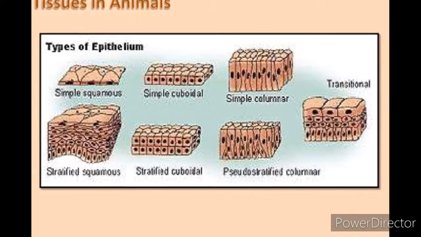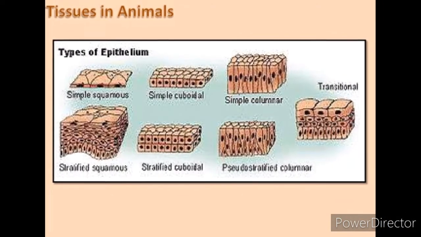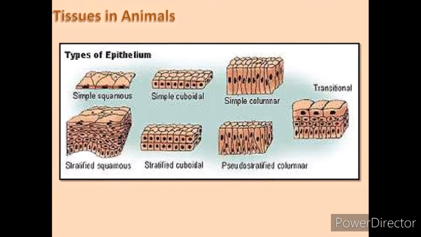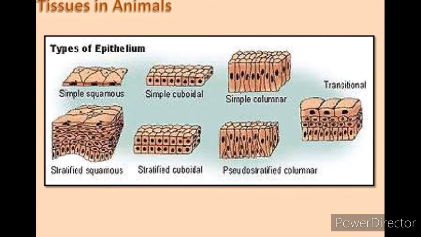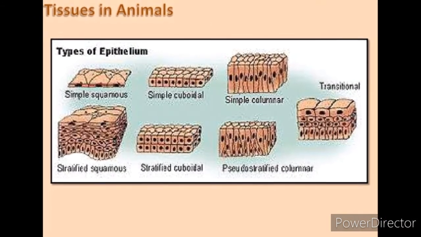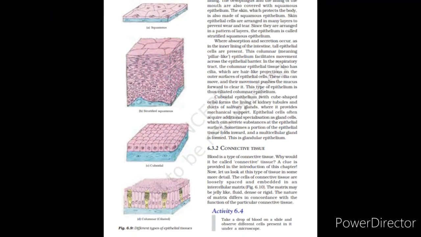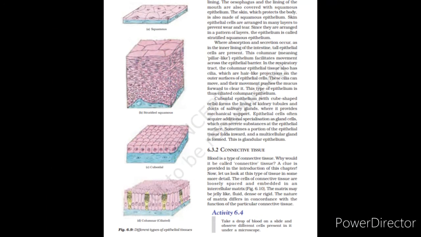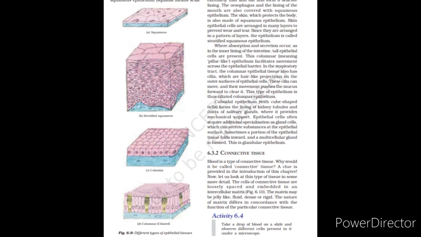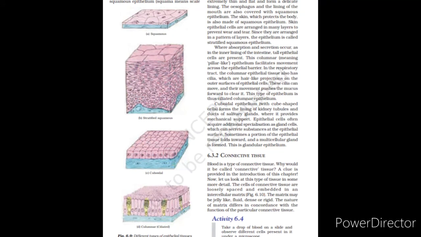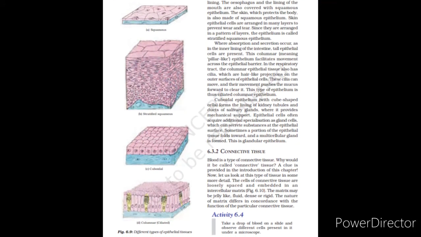For example, in cells lining blood vessels or lung alveoli, where transportation of substances occurs through a selectively permeable surface, there is a simple flat kind of epithelium. This is called simple squamous epithelium. Squama means scale of skin. Simple squamous epithelial cells are extremely thin and flat and form a delicate lining. The esophagus and the lining of the mouth are also covered with squamous epithelium. Remember, the esophagus is also called the food pipe. The skin which protects the body is also made of squamous epithelium.